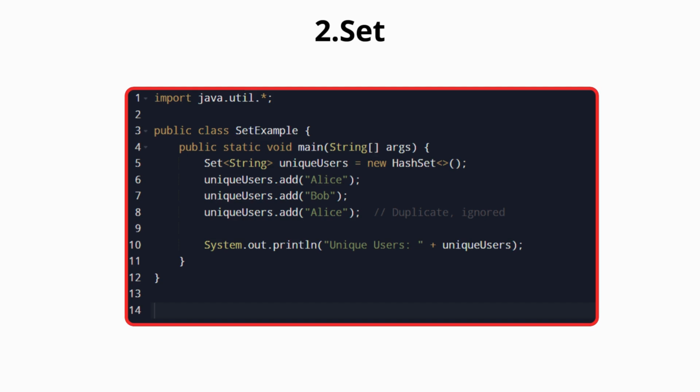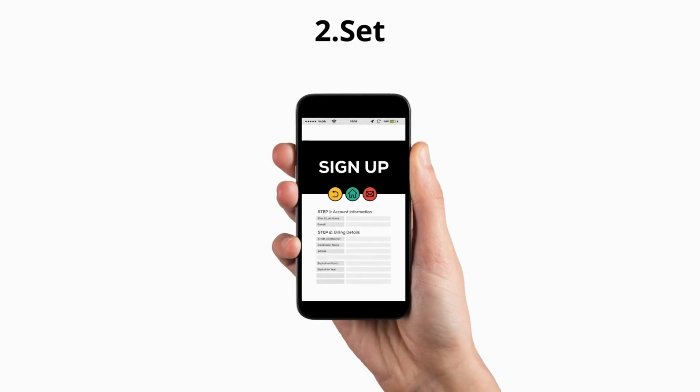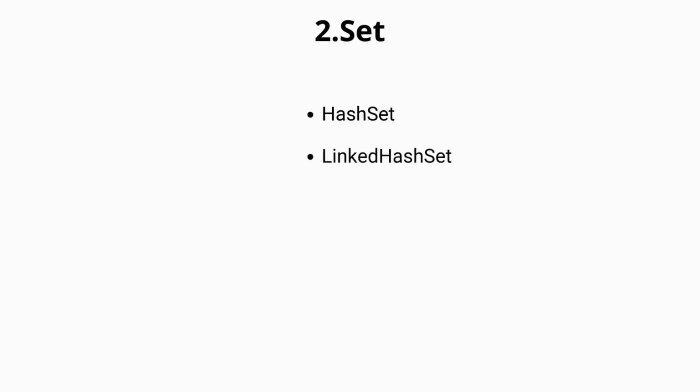Okay, so for example, registered users in a system. For example, I'm registering on the e-commerce website, which means many of them register, right? So that should be unique. It should not be duplicated. One member cannot create multiple accounts. So at that time I can go with this set. Okay, and other implementations for set are LinkedHashSet and TreeSet.